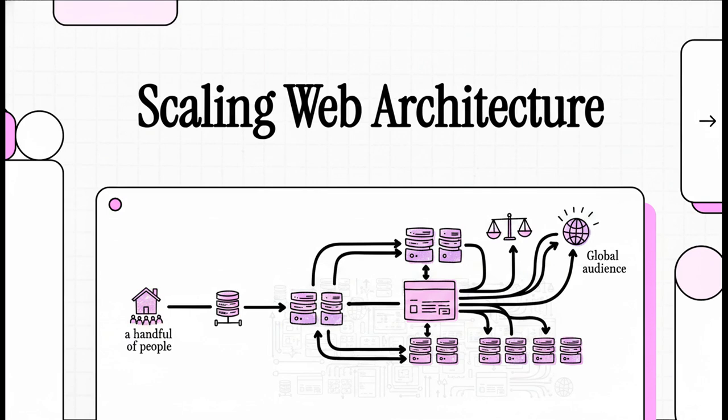Today, we're pulling back the curtain on the secrets behind massive web architecture. Because if you've ever built a website or an app, getting it to work for a handful of people, that's one thing. But getting it to work flawlessly for a massive, global audience, that is a completely different beast. So, we're going to break down the invisible infrastructure that keeps the modern web alive. And I promise you, it's a whole lot more fascinating than just writing code.